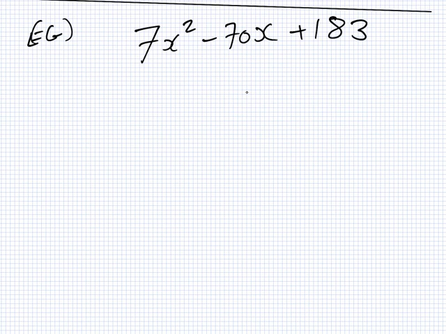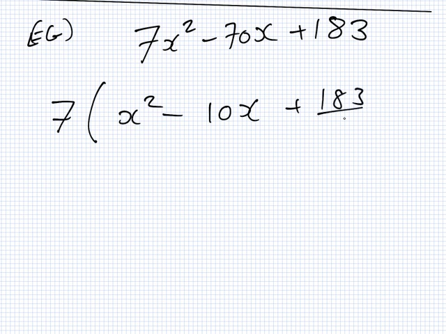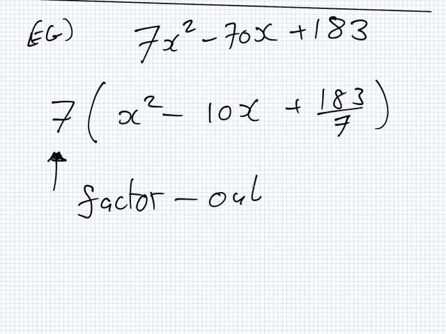Yeah. Divide by 7. Yeah, yeah. We don't quite say divide by 7. There's a different verb which means what you mean here, where you put the 7 in the front. So you have x squared minus 10x plus 183 over 7. But what's the verb that describes putting the 7 in the front? A verb that means to take a number in the front. Factorize or factor out. Yeah. Okay. Please note that word.